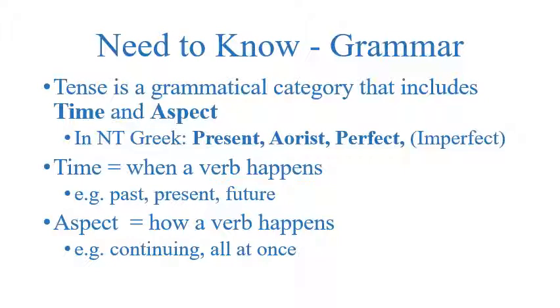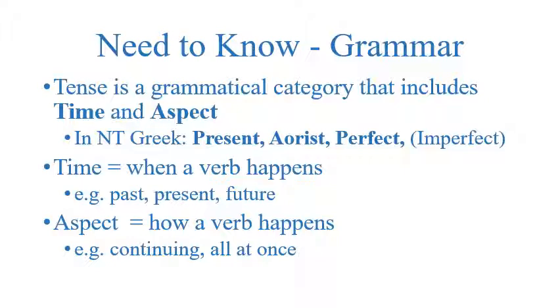In New Testament Greek, there are four tenses, five really, that we have to worry about. The present, which we've already encountered in the participle, the aorist and the perfect, which we'll encounter this week, and then the imperfect and the future, which will show up in future weeks.